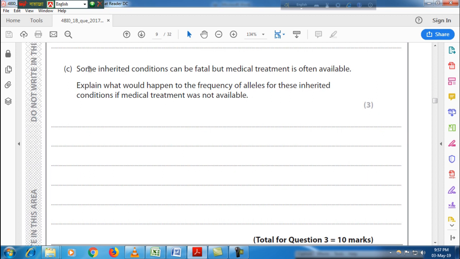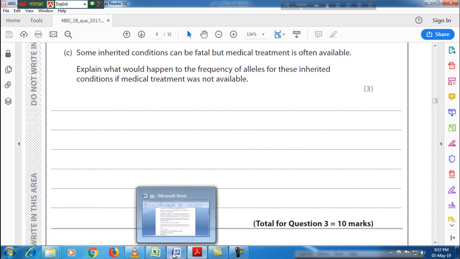Number C. Some inherited conditions can be fatal, but medical treatment is often available. Explain what would happen to the frequency of alleles for these inherited conditions if medical treatment was not available.